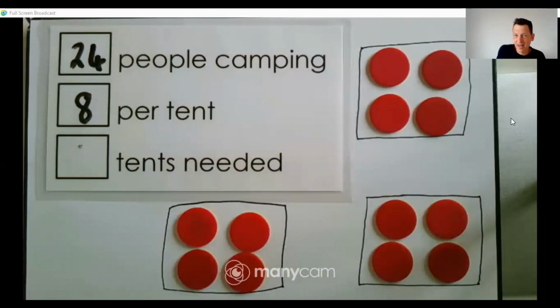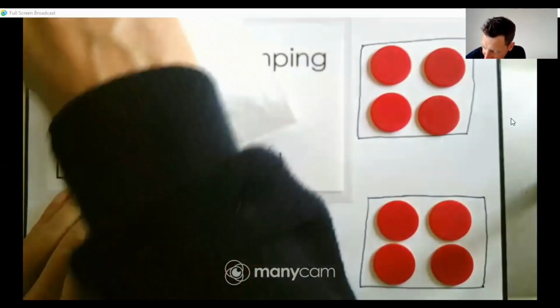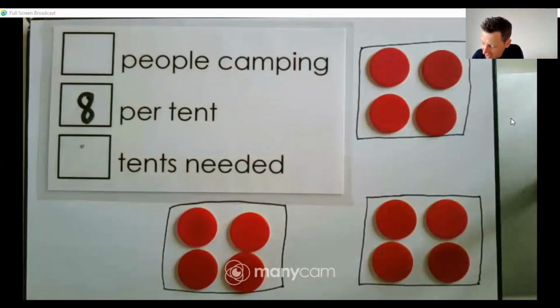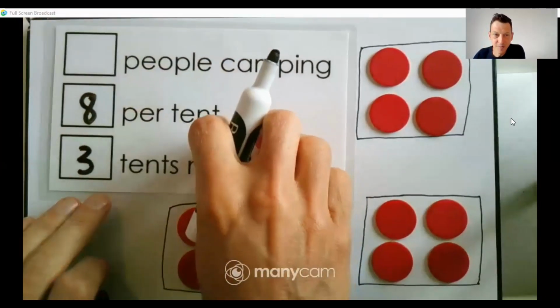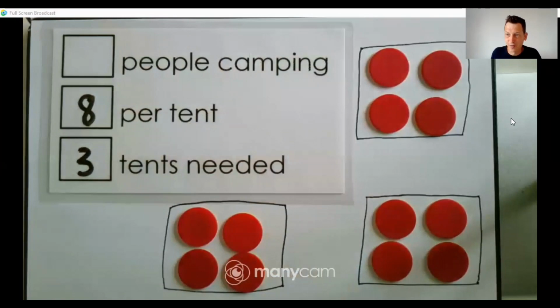And then I could go from there, for example, from looking at a combination with different possible answers, like 8 per tent, 3 tents needed. How many people could have been camping? It could have been 24. It could have been 23. What's the fewest number of people it could have been? So many different possibilities that can be explored there.